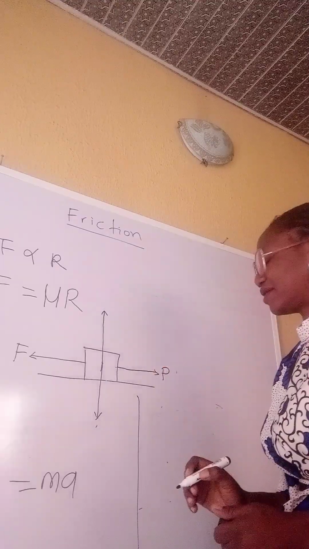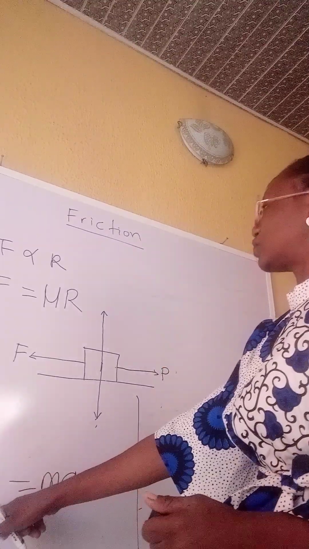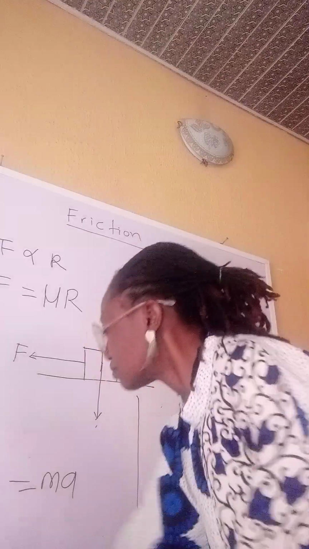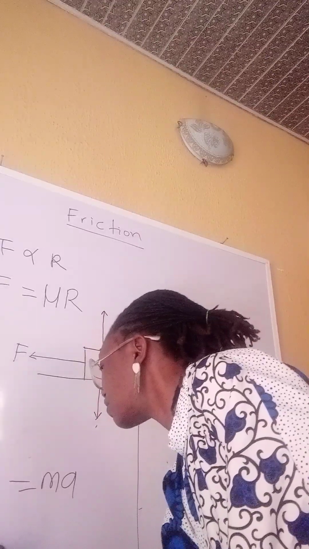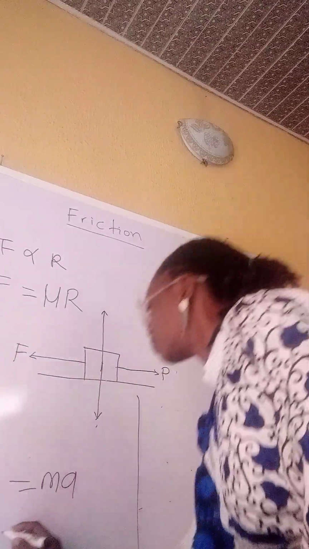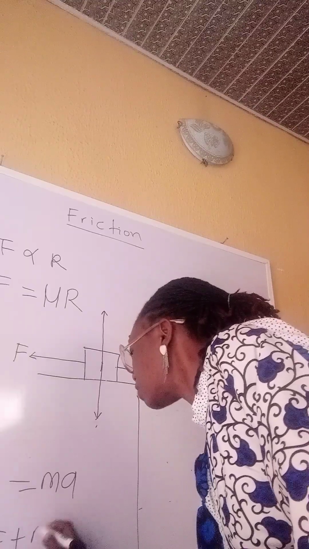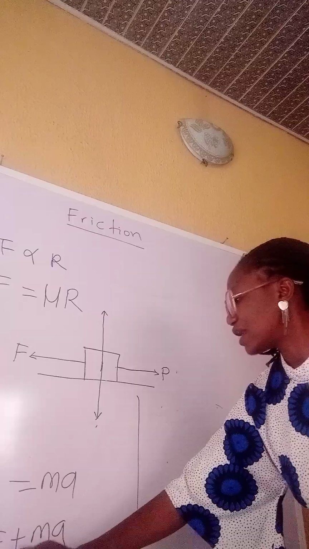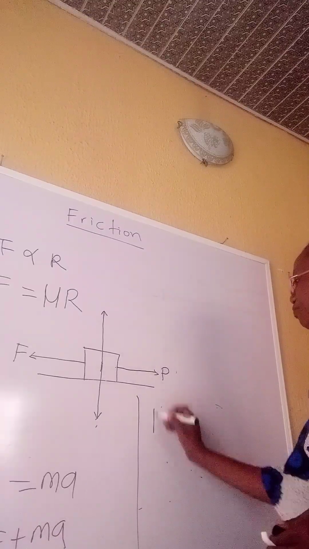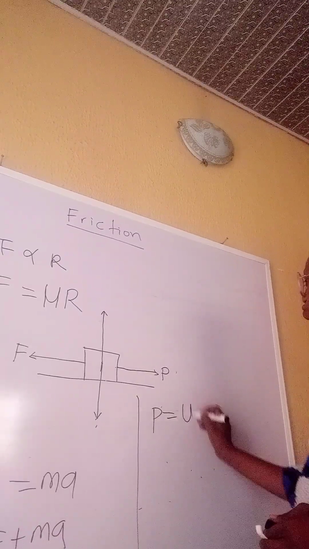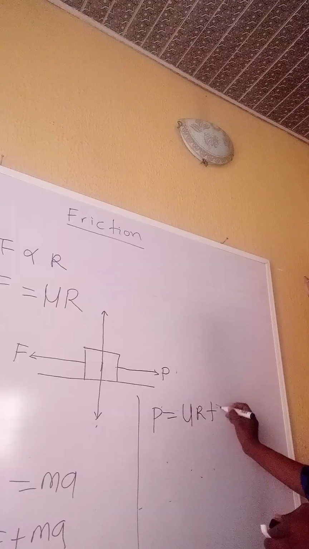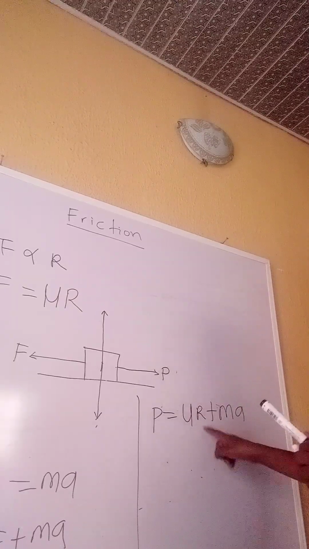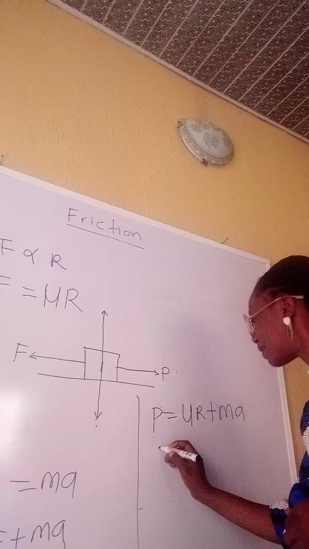Is equal to MA. Okay, but we know that F is equal to mu R. But before we do that, we have P is equal to, if you take this one to the other side, it becomes a plus. So we have F plus MA. I hope you are seeing me. So if we substitute F is equal to mu R, we have P is equal to mu R plus MA. But our R, I hope you remember that part.